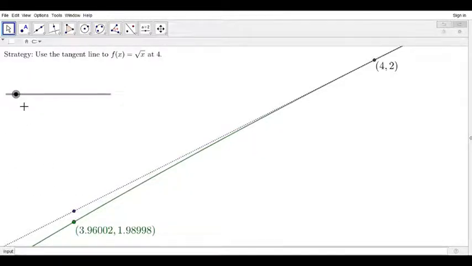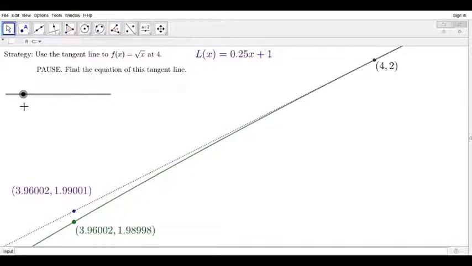Before you continue, find the equation of this tangent line. Pause the video. You should have gotten y equal to 0.25x plus 1. I labeled it as L, so that's the equation of the purple tangent line.